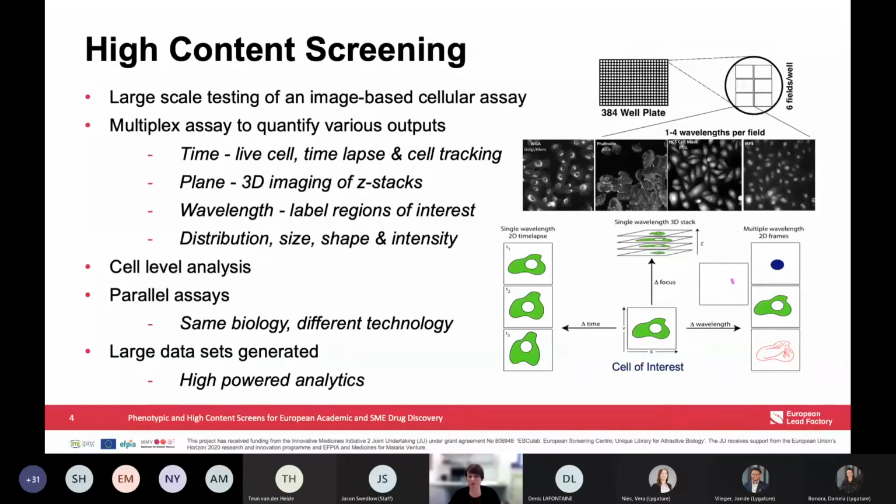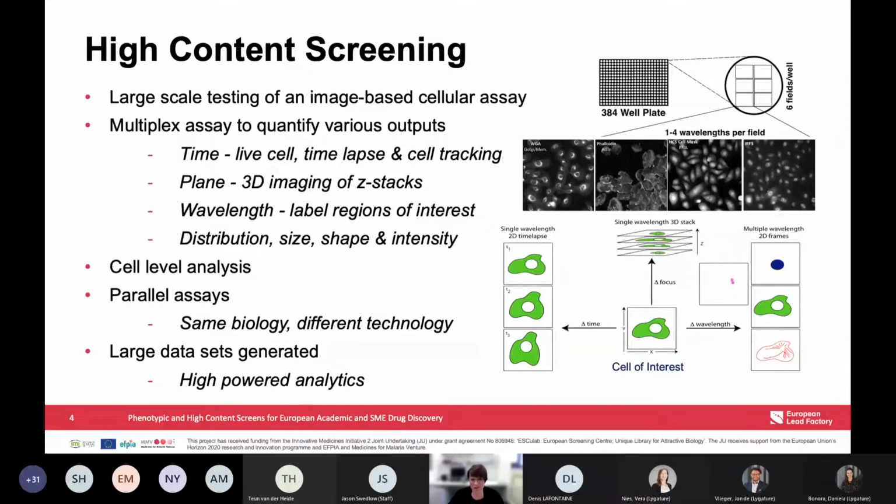And we can also use wavelengths and label particular regions of interest within the cell. So the nucleus, the cytoplasm, and the cytoskeleton, for example. And with that, we're analyzing the distribution, size, shape, and intensity of our compartment or wavelength of interest.